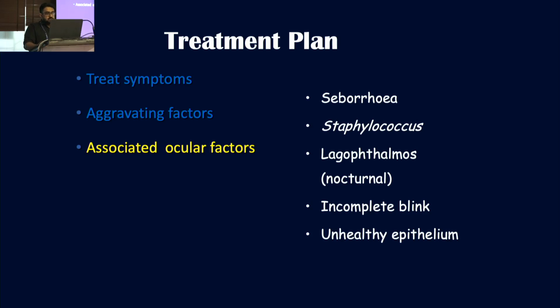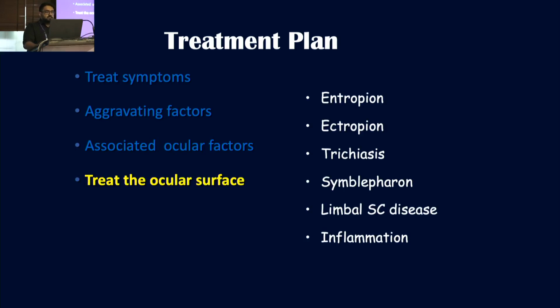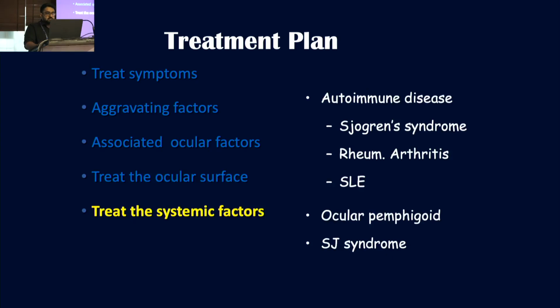Next, treat the associated ocular factors. This may be seborrhea, staphylococcal blepharitis, incomplete blinking, nocturnal lagophthalmos. All of this has to be thought about. Then treat the ocular surface. You have to look for entropion, ectropion, trichiasis, lid laxity in old age, inflammation, and limbal stem cell diseases.